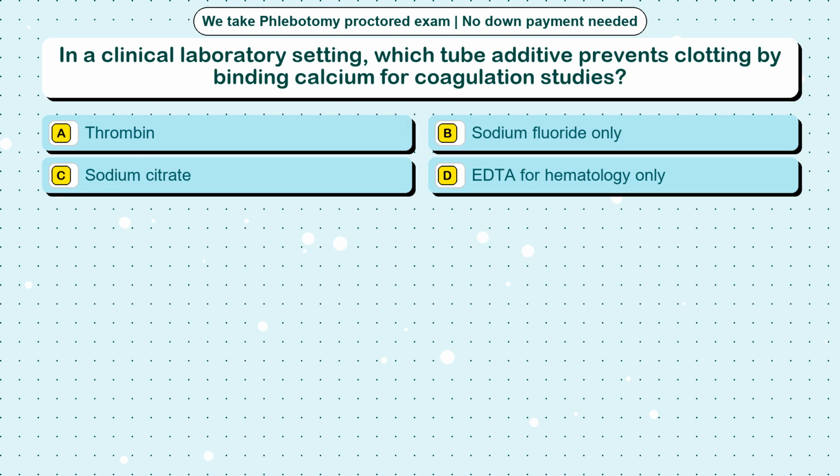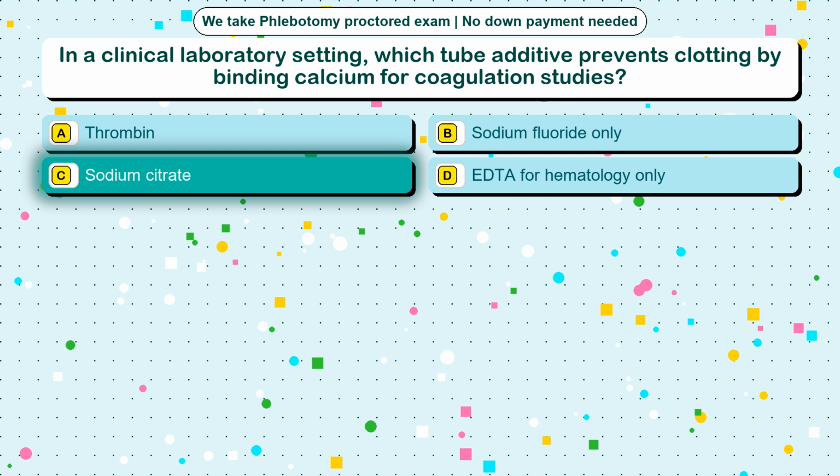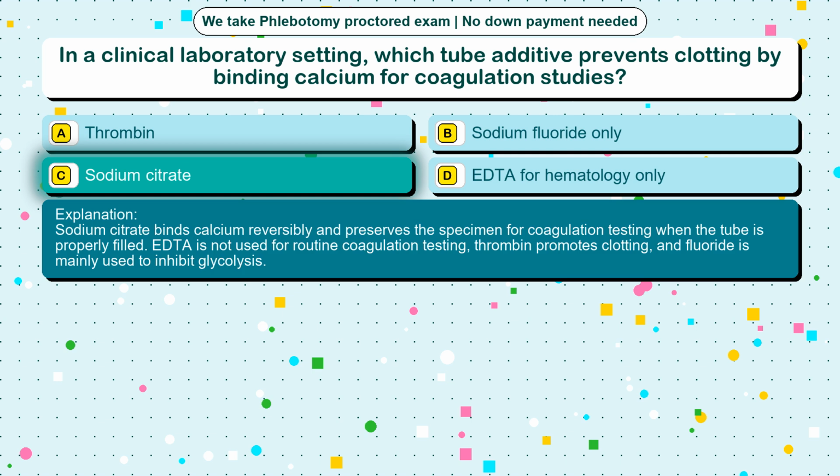Question 36. In a clinical laboratory setting, which tube additive prevents clotting by binding calcium for coagulation studies? Option A. Thrombin. Option B. Sodium fluoride only. Option C. Sodium citrate. Option D. EDTA for hematology only. The correct answer is option C. Sodium citrate. Sodium citrate binds calcium reversibly and preserves the specimen for coagulation testing when the tube is properly filled.